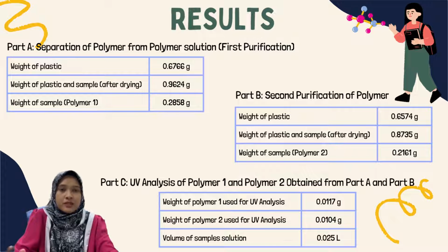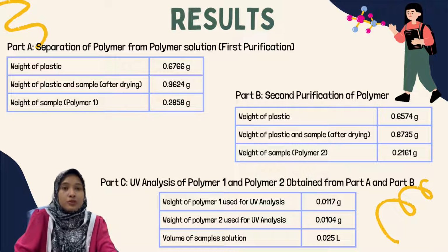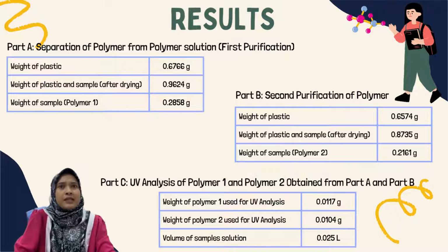So here are the results for the experiment. I created the tables for part A, part B and part C. Part A is the separation of the polymer from the polymer solution, which is from the first purification, where the weight of the plastic is 0.6766 gram and the weight of the plastic and sample after drying is about 0.9624 gram. So we get the weight of the sample as 0.2858 gram.